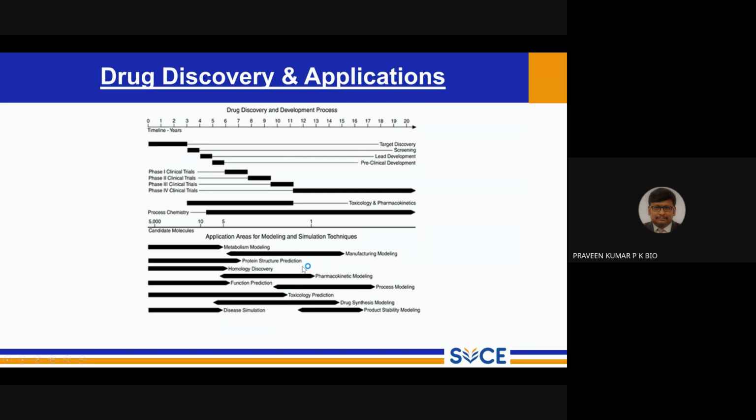So, protein structure prediction is one of the important phases in drug discovery, homology discovery. If you see the FDA approved drug for treatment of SARS-CoV-2, it is remdesivir. This is the only FDA approved drug up to present. Remdesivir generally targets the polymerase enzymes.